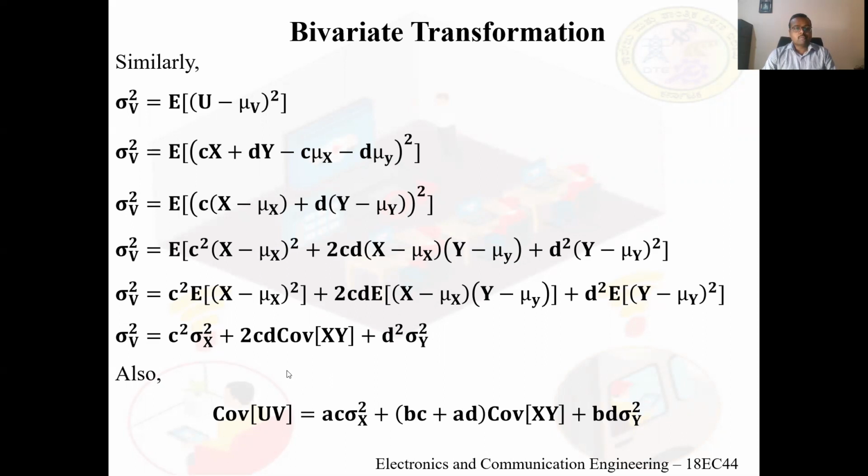So what is the formula we have for the variance of V here? C square sigma square X plus 2CD covariance of XY plus D square sigma square Y. Now, similarly, we can calculate the covariance of U and V, and the formula for covariance of U and V is given as AC sigma square X plus BC plus AD covariance of XY plus BD sigma square Y.